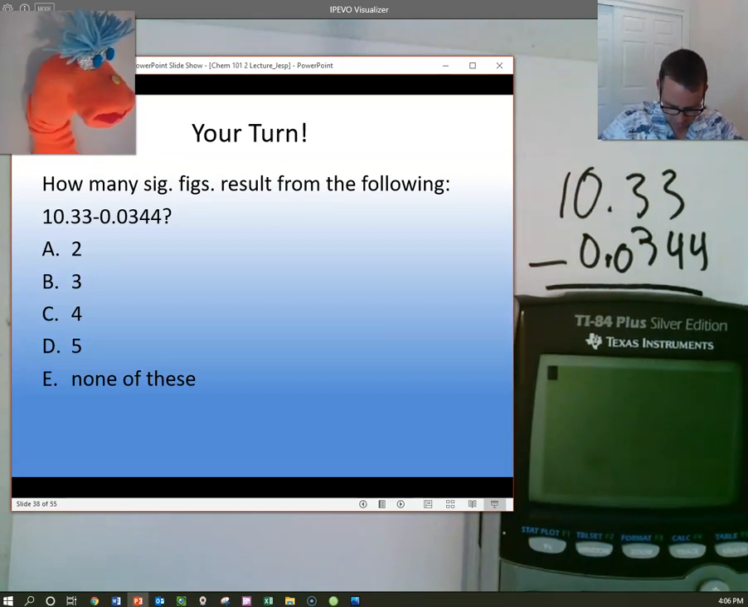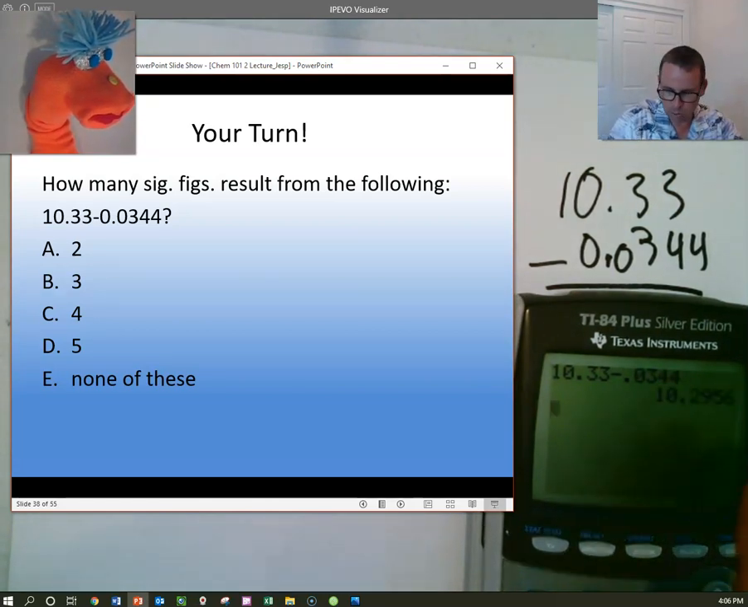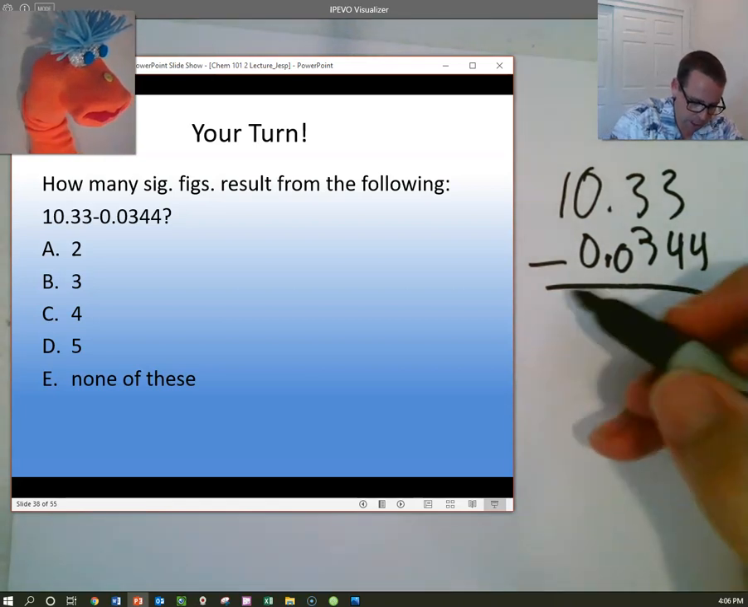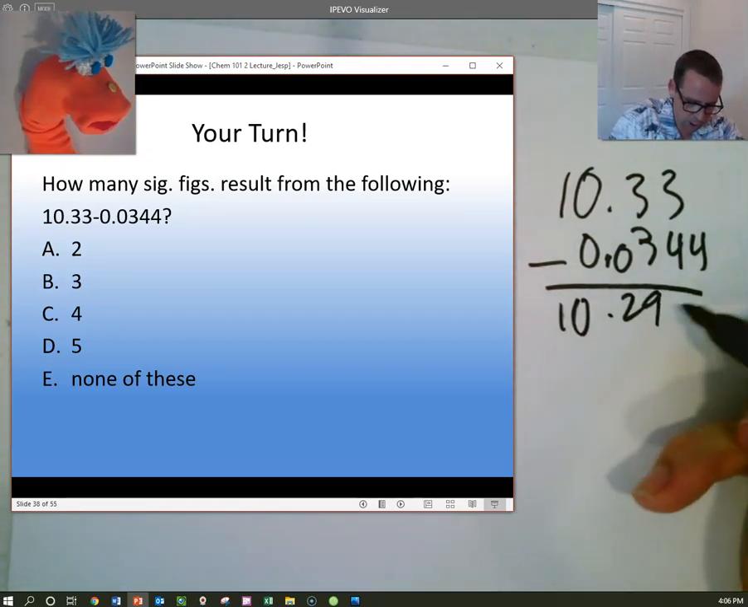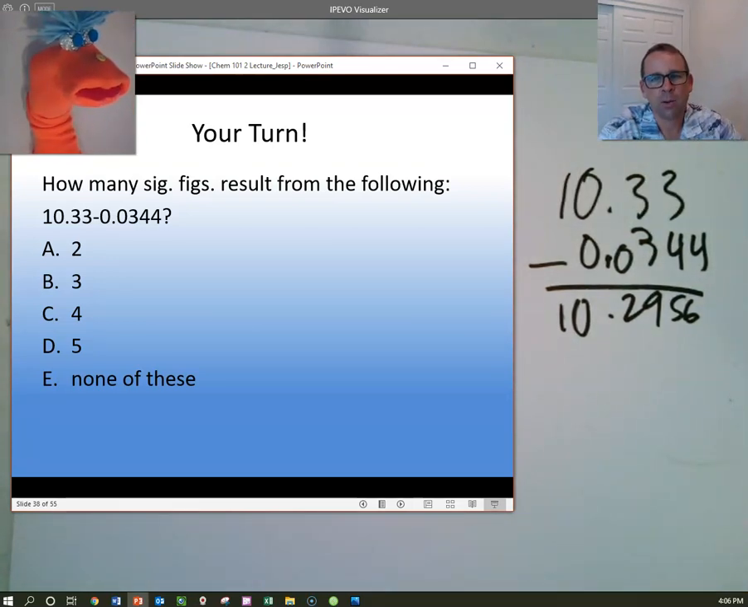So I'm going to do the math here, 10.33 minus 0.0344, and I get 10.2956. And then I write my answer here, 10.2956. Very good. Now, how many significant figures should I have? How do I determine where I cut off my significant figures?